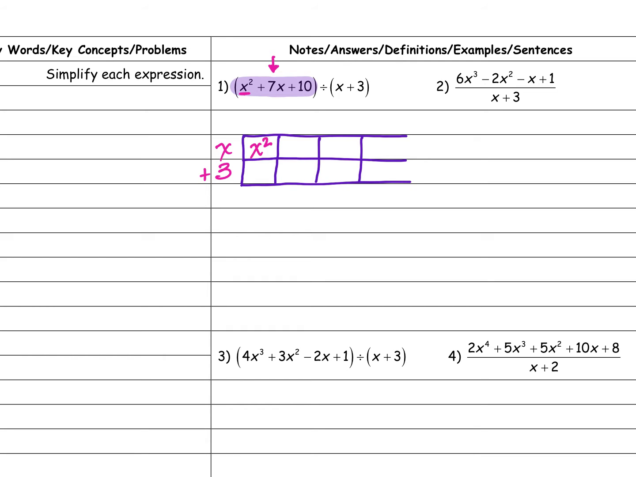So what do I take x by to get x squared? This is a multiplication table. So what do I multiply x by to get x squared? This number right here. Anybody? What do you multiply by x to get x squared? x, right? So you're going to multiply x by x. So x times 3 would give me 3x.